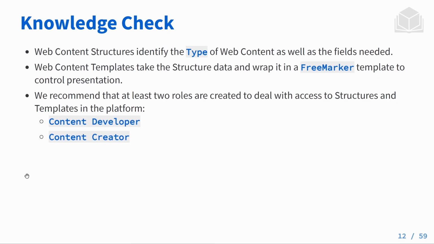Let's go ahead and cover some of the key concepts and highlights that we talked about in this video. So web content structures identify the type of web content as well as the fields needed. Web content templates take the structured data and wrap it in a FreeMarker template to control presentation. We recommend that at least 2 roles are created to deal with access to structures and templates in the platform. That's going to be the content developer and the content creator.